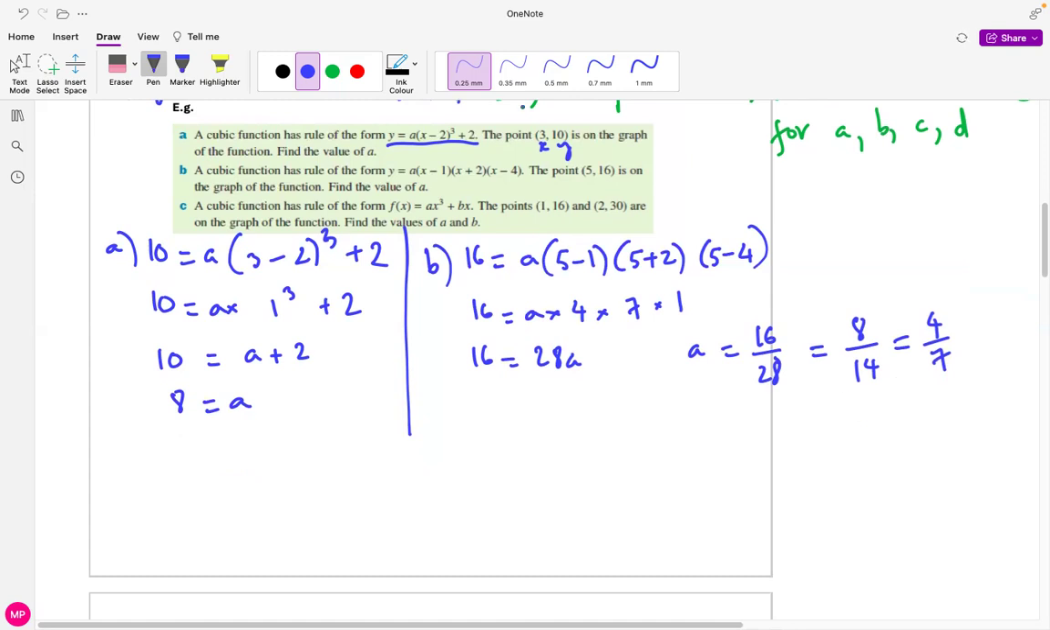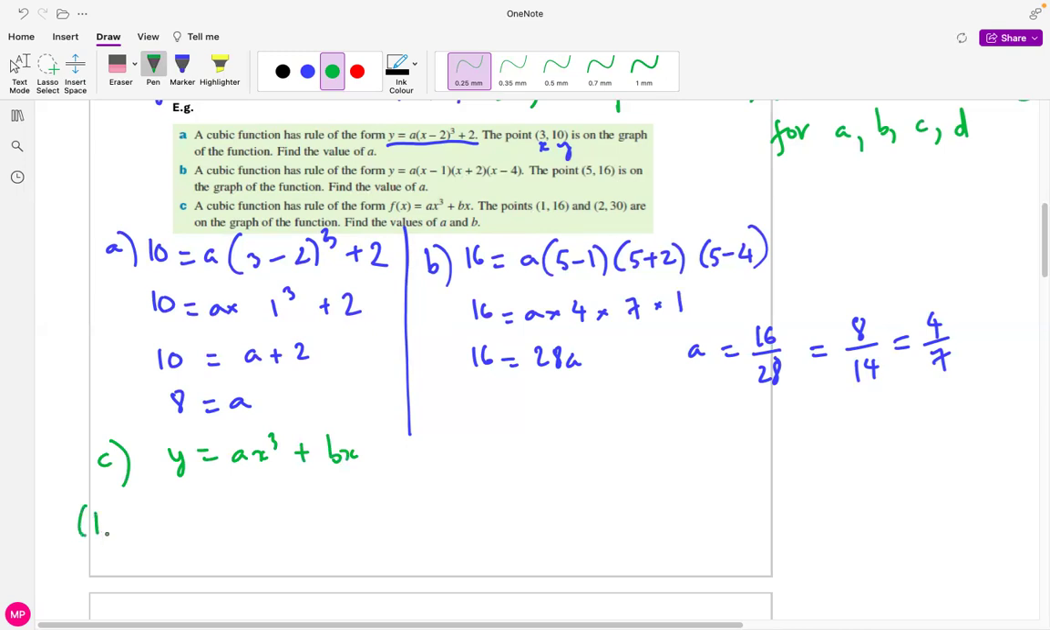And question C is, they give you a general equation, and now this time they give you 2 points, and you want to solve for A and B. So this is an example of simultaneous equations. So for C, I have (1, 16). So my equation is y equals ax cubed plus bx.